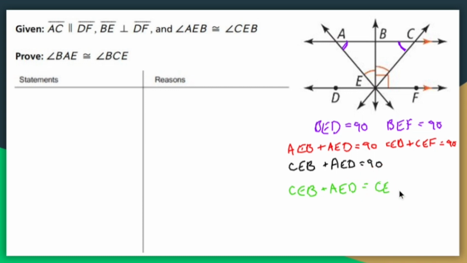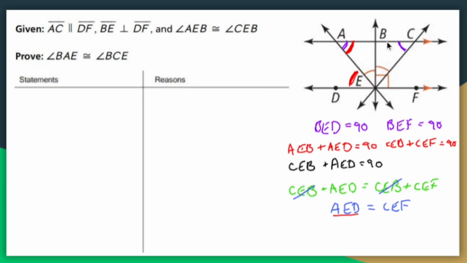So CEB plus CEF. Now, what I can do is, since CEB is on the left and the right, I can subtract that out and end up with AED equals CEF. Now, this is terrific news because AED is this guy right here, which is congruent to BAE.